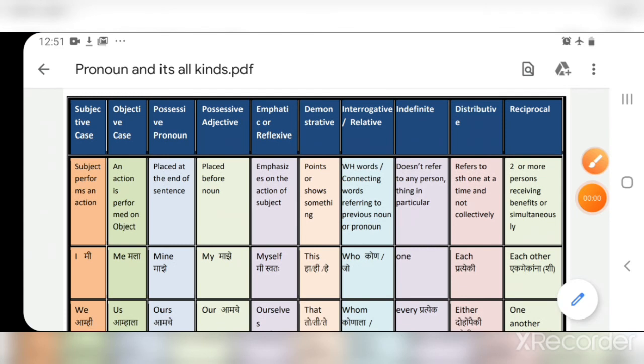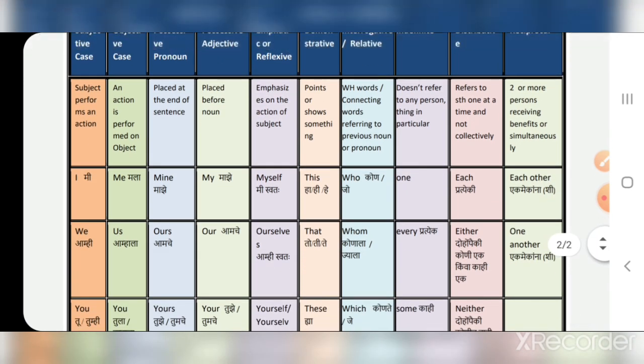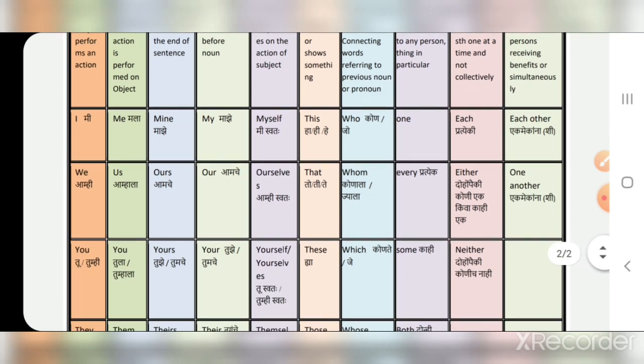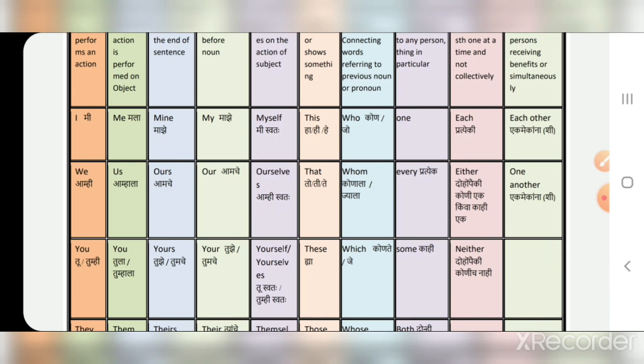So distributive pronouns refer to something one at a time. They are not used collectively. For example, each. Here I'm not talking about everyone collectively, but I'm talking about individually, but there are more than one. That is the difference. So I'm not talking about it collectively. Here each, either, neither, or neither.